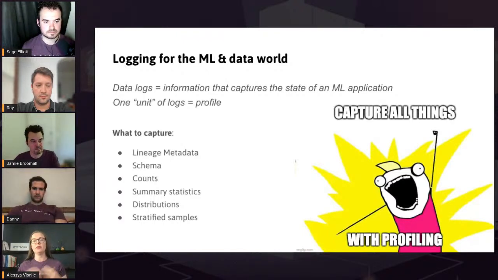So you capture your lineage metadata, you capture schema, you capture all of your counts, you capture summary statistics as exhaustively as possible, distributions, and stratified samples. When you start capturing these things, the first thing that you would face is that there's a lot of implementation detail, and it gets very, very annoying to implement capturing all of these things.